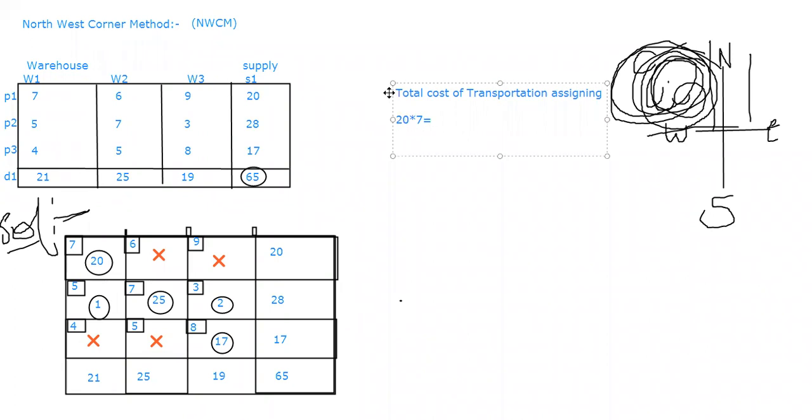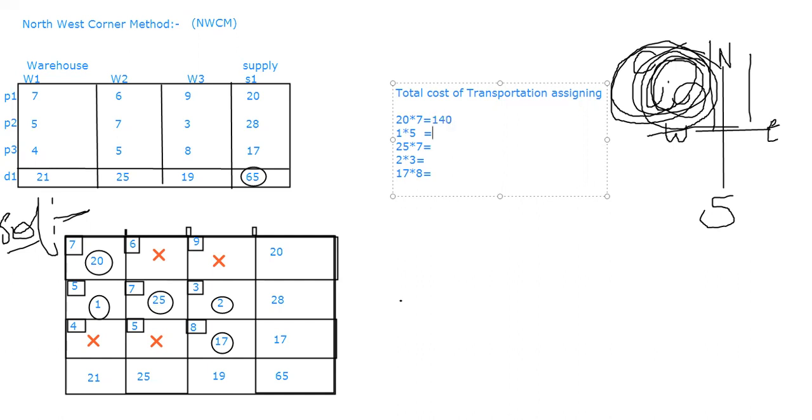Then come down to the second one. First row is totally vacant. Second one, 1 into 5 is equal to how much? Then come down to the next, 25 into 7 is equal to how much? Then 2 into 3 is equal to how much? Then come down to the last, 17 into 8 is equal to how much? All the things we have taken, no? Now calculate and tell me how much it will be.